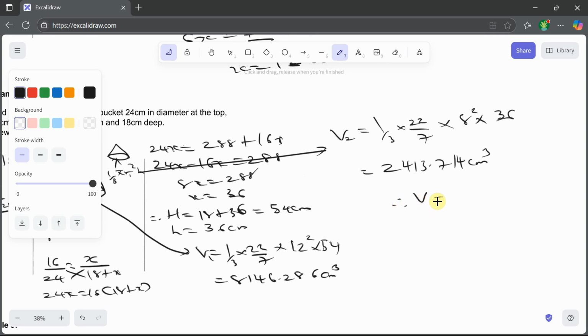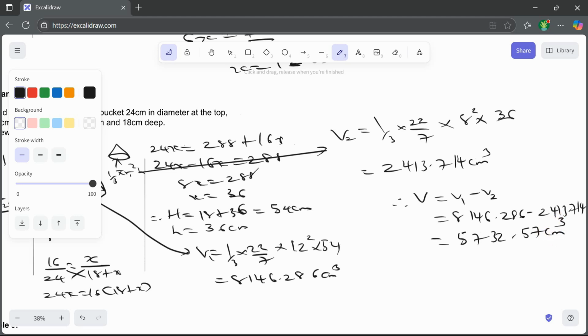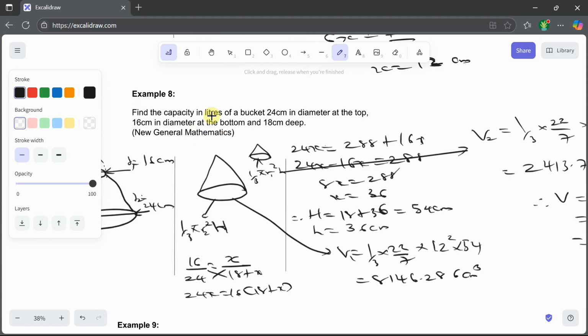So therefore volume V is V1 minus V2, right? Talking about this, this is 8146.286 minus 2413.714, right? So this is 8146.286 minus the answer. This gave me 5732.57 centimeter cube. But they said we should leave our answers in what?